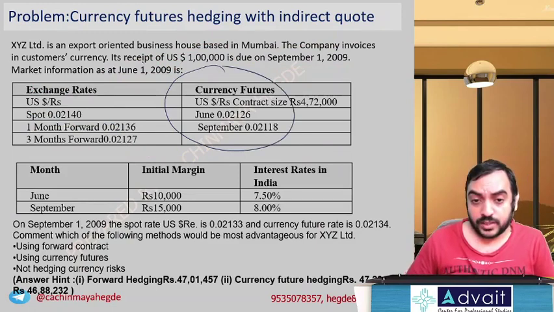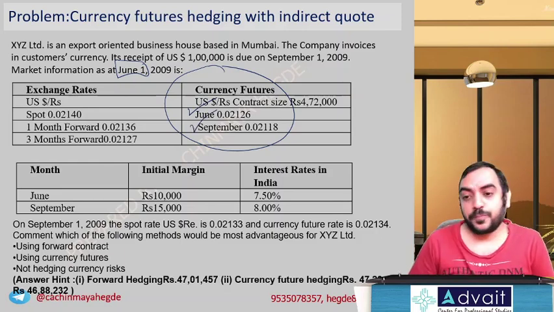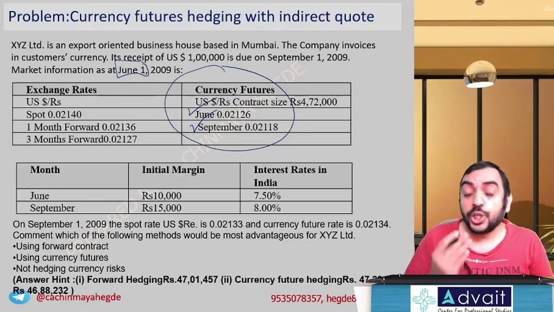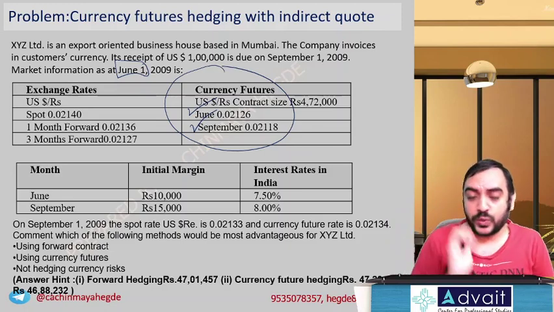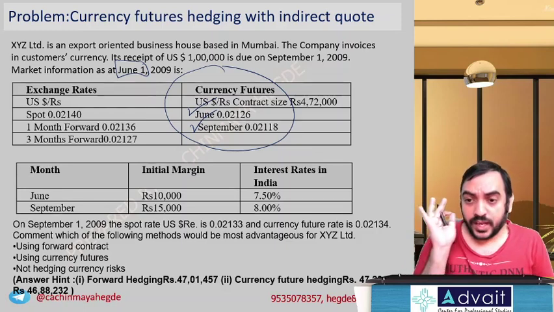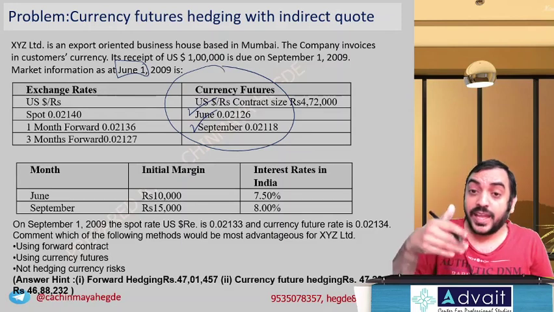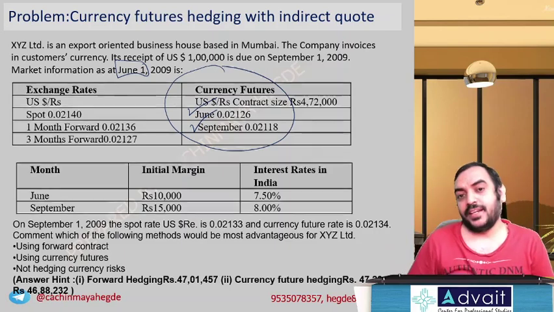We are in June month. So should I select June month or should I select September month? If I select June future, when is it going to be expired? June future normally means June end. And in India, it is the last Thursday of the month. But don't worry about the Thursday and all. When I say month future, it means it is expiring on the end of the month. So June future means expiring on June end.